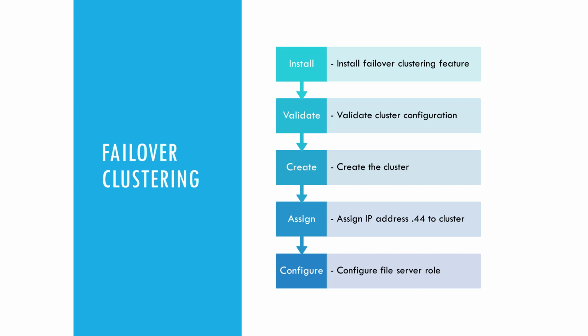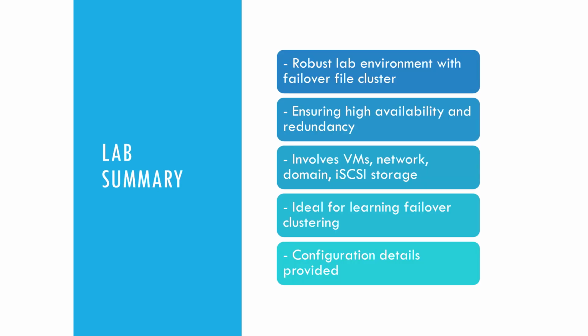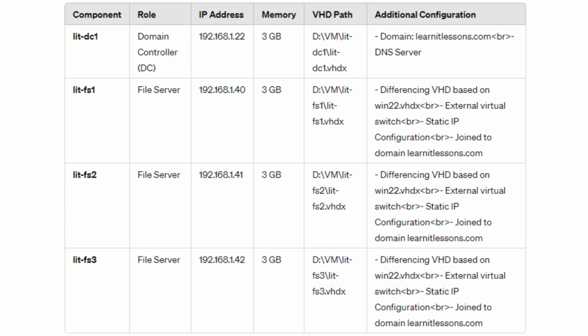So this comprehensive setup creates a robust lab environment with a failover file cluster, ensuring high availability and redundancy. The configuration involves multiple virtual machines, network settings, domain integration, and iSCSI storage, demonstrating a complete failover clustering solution. This lab environment is ideal for learning and testing failover clustering concepts and practices. And before we start, please take a look at these tables with the lab configuration summarized in a table format.